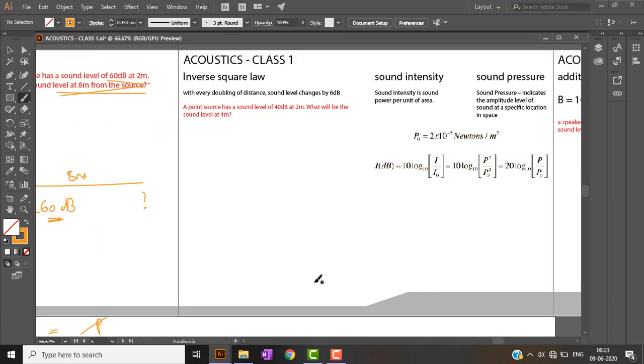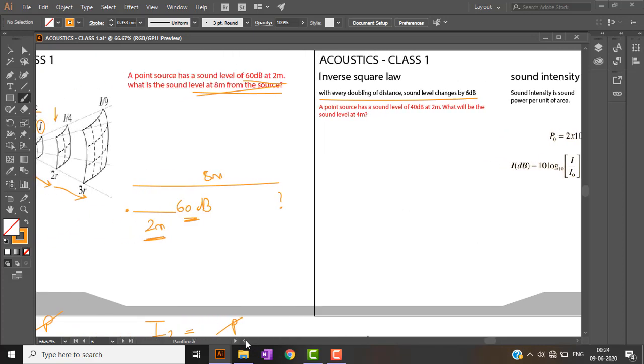So now we are at the inverse square law. This is an interesting law. I like this concept very much. With every doubling of distance, sound changes by 6 dB. This is the inverse square law. So with every doubling of distance, sound changes by 6 dB.